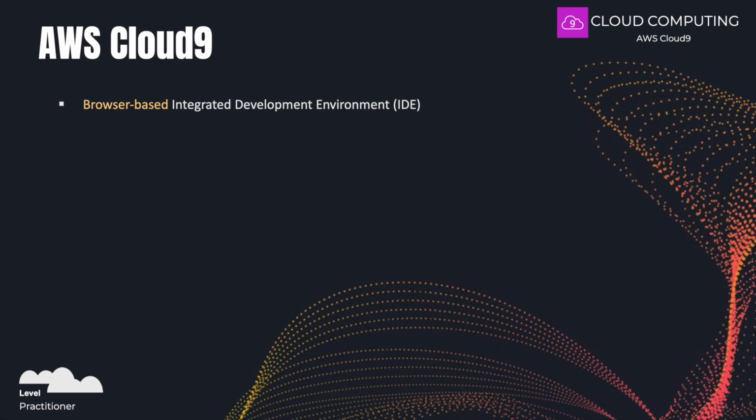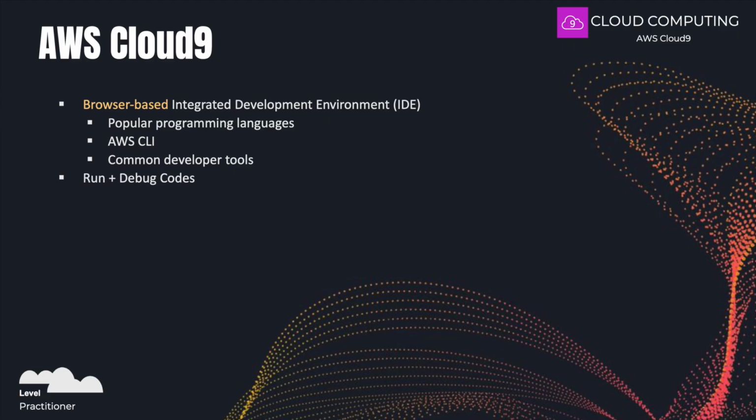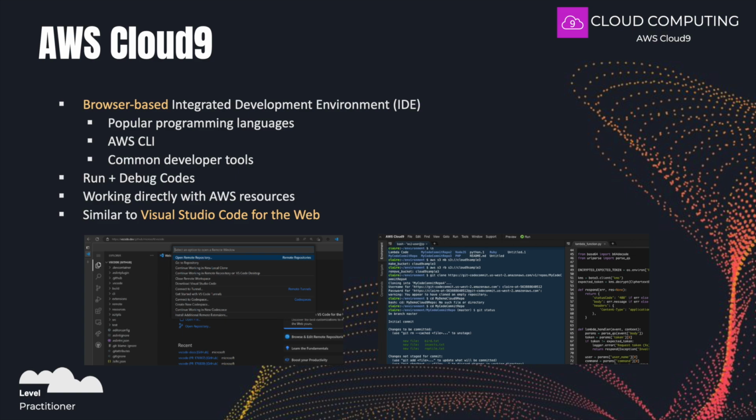Cloud9 is a browser-based integrated development environment, or IDE, that comes preloaded with popular programming languages, the AWS CLI, and common developer tools. It lets you write, run, and debug code while also working directly with your AWS resources, all without having to install or configure anything locally. You can think of Cloud9 as something similar to using Visual Studio Code or other similar code editors in the cloud. It runs entirely in the browser and is already tied into your AWS environment.